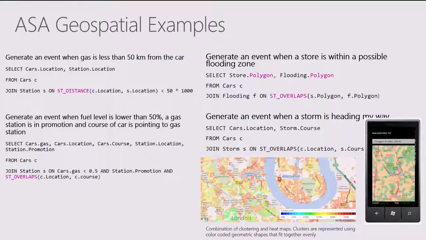In fact, we have customers and partners in the automotive industry that are using Stream Analytics for powerful connected car and connected truck scenarios. For example, we have a scenario where a car company wants to generate an alert to the driver when the gas levels are lower than a certain threshold and a fuel station or a fuel pump is close by.